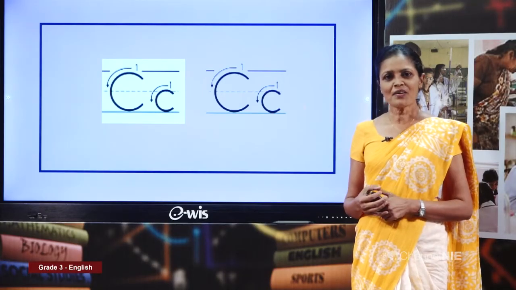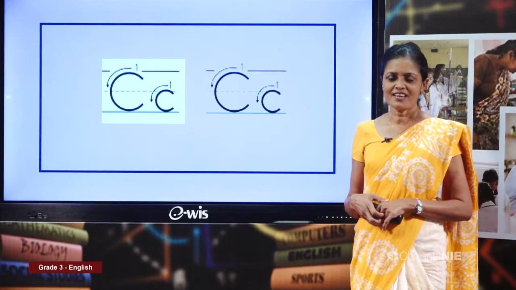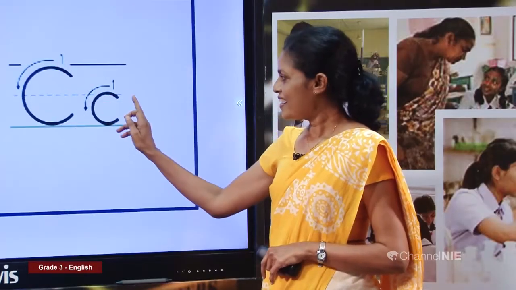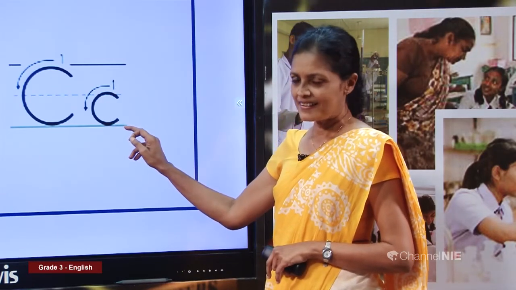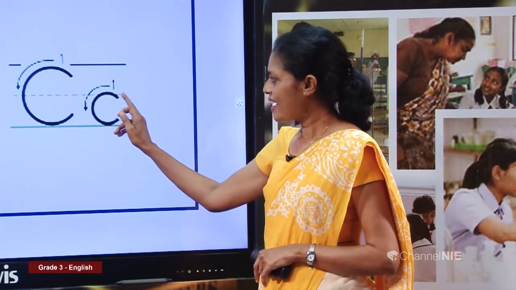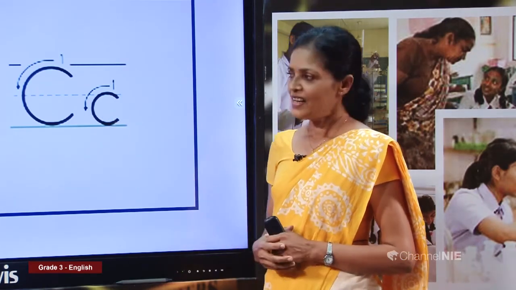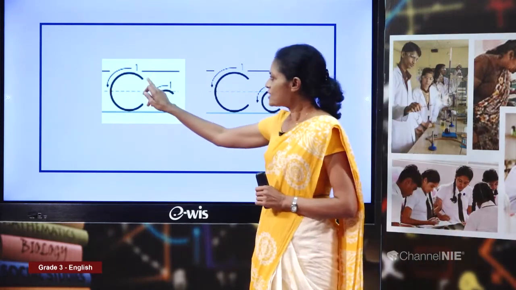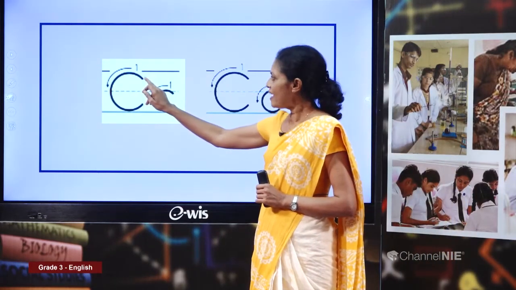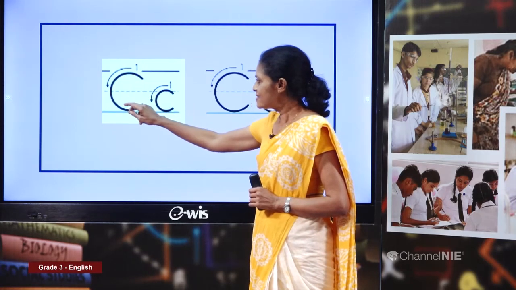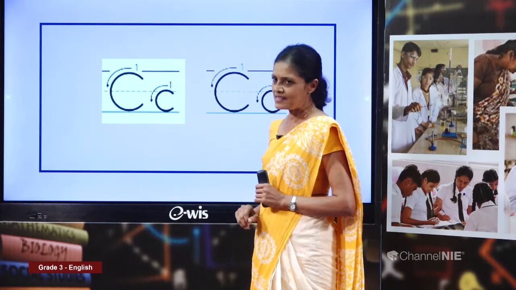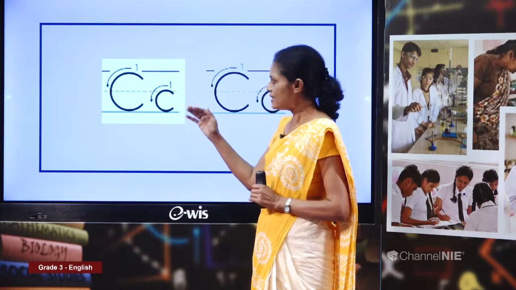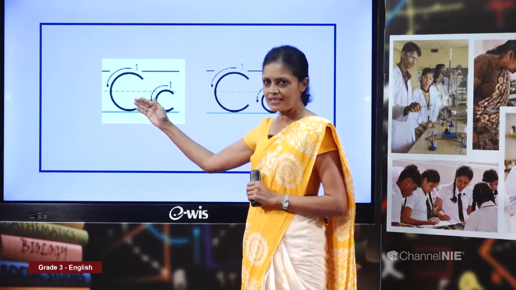Children, we are going to write another English letter today. What is the letter? C, capital C and simple C. Again, capital C and simple C. Now we'll see how to write C. You start from here and you go like this. Capital C. Then simple C also in the same way, but it is smaller than capital C.